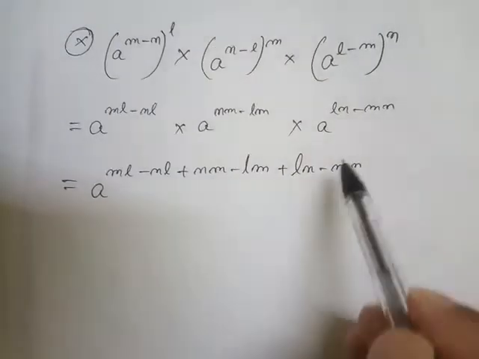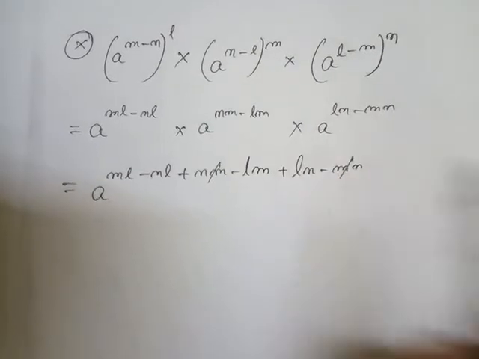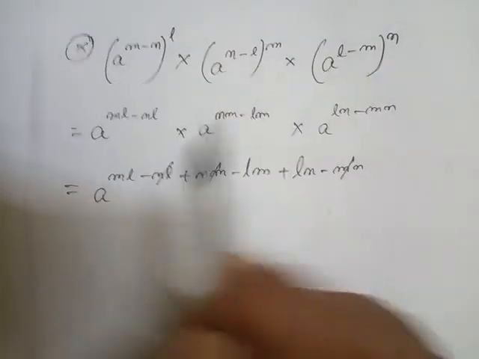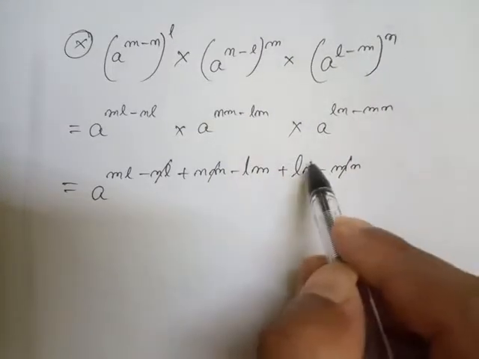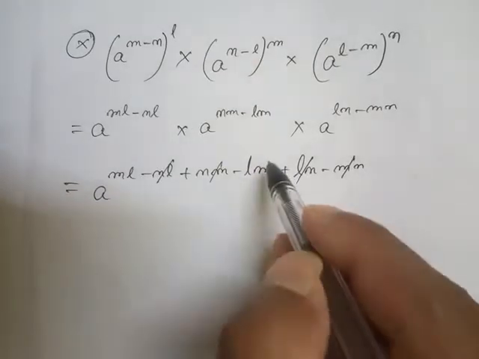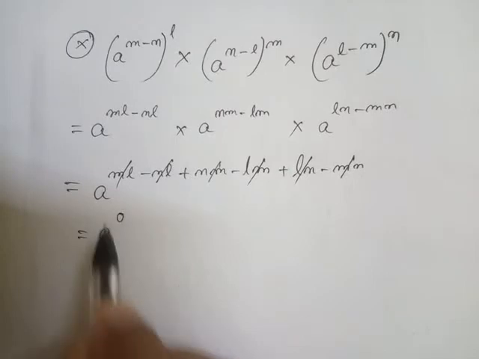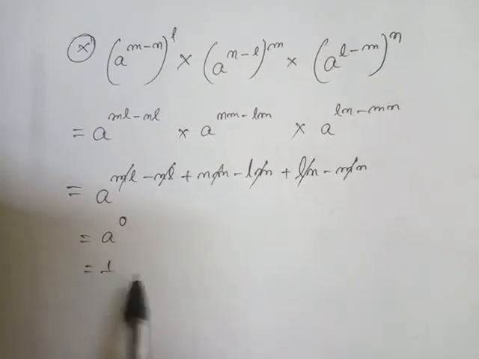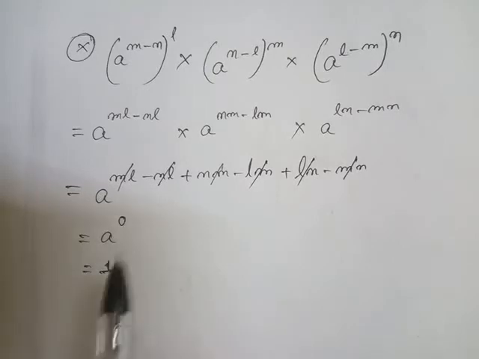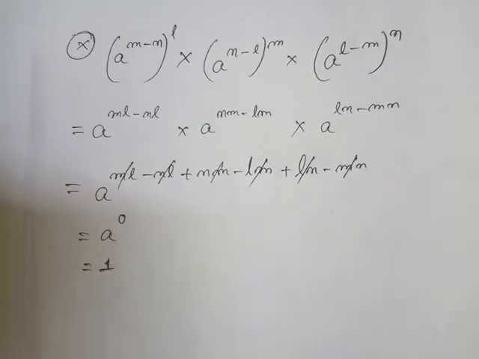Now look here, plus mn minus mn cancel, plus minus nl plus nl cancel, and minus lm plus lm cancel, which means a to the power 0. A to the power 0 means 1. This is the answer of question number 10. Anything to the power 0 is 1.